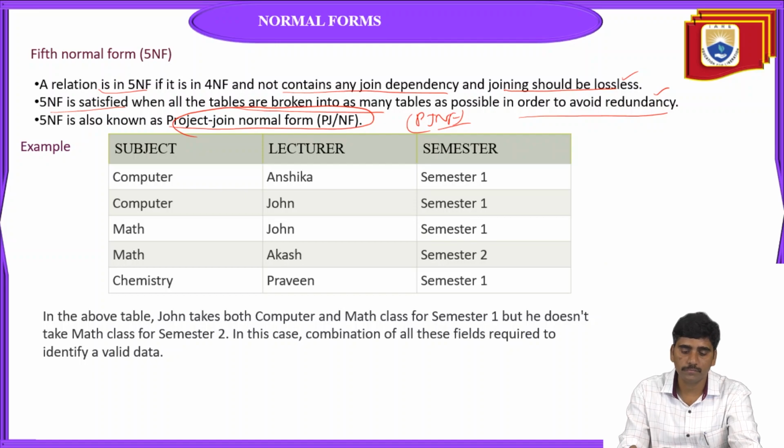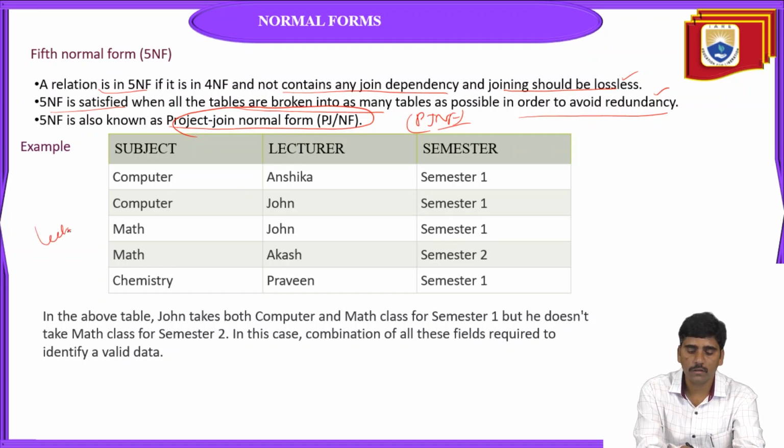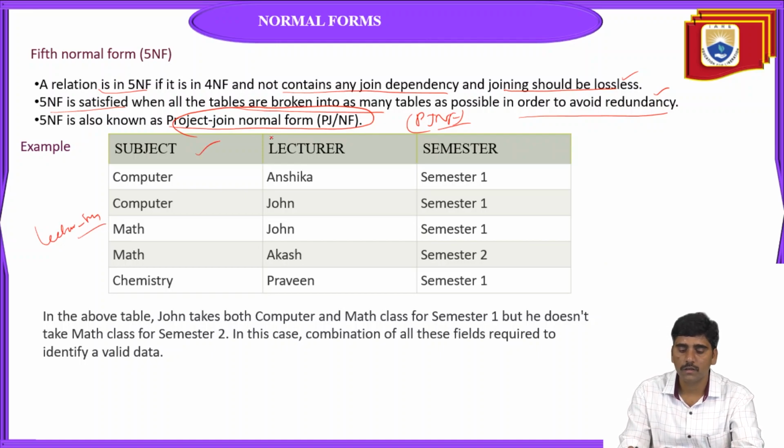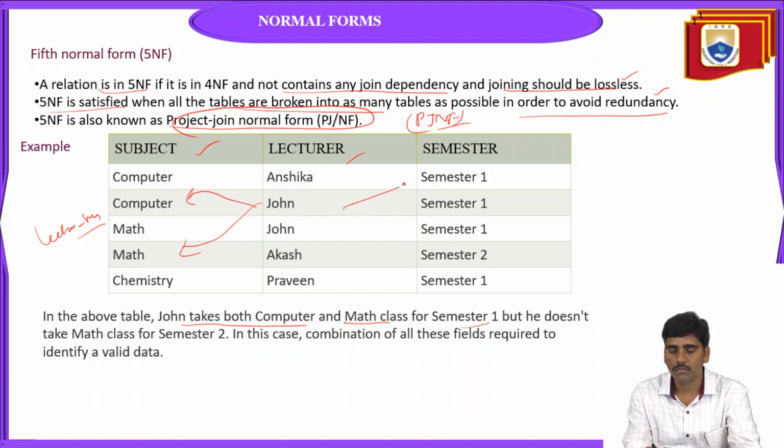So take an example. So the table is what? The lecturer subject table. It contains what? The subject the lecturer teaches, the name of the lecturers and the semesters in which they teach. So in the above table, John takes both computer and math class. So here John takes what? Both computer as well as math class for semester 1. But he doesn't take math class for semester 2.